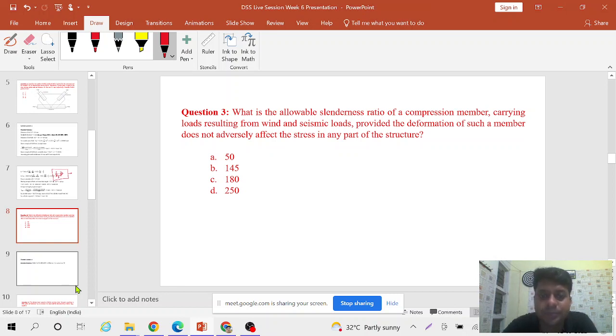See here, this is a direct question from the IS code book, so if you have a soft copy or hard copy of the IS code book, please open it and try to find out where it is given, because it is very much necessary to make a habit of opening the code book. I have seen many students who, while solving numericals, when they need to open the code book, can't even find where those provisions are given.